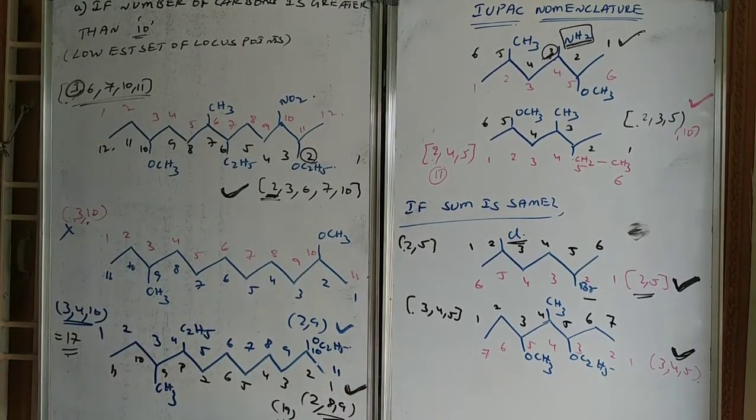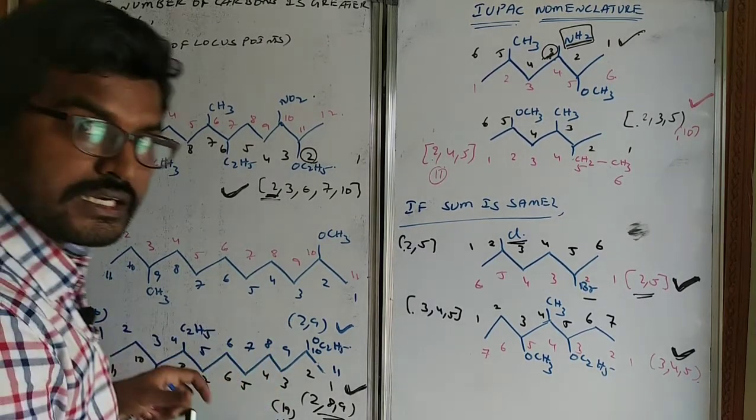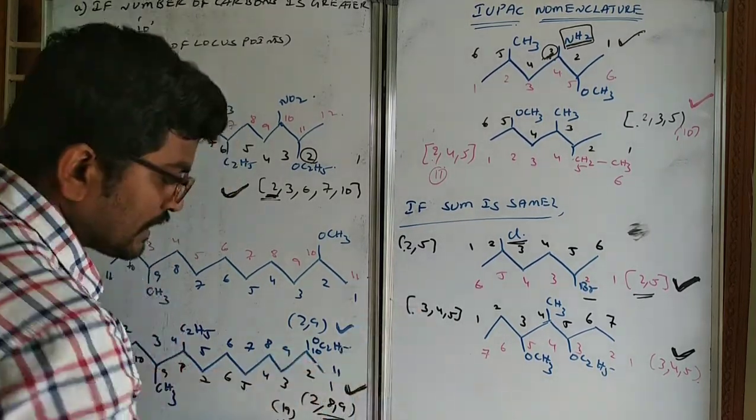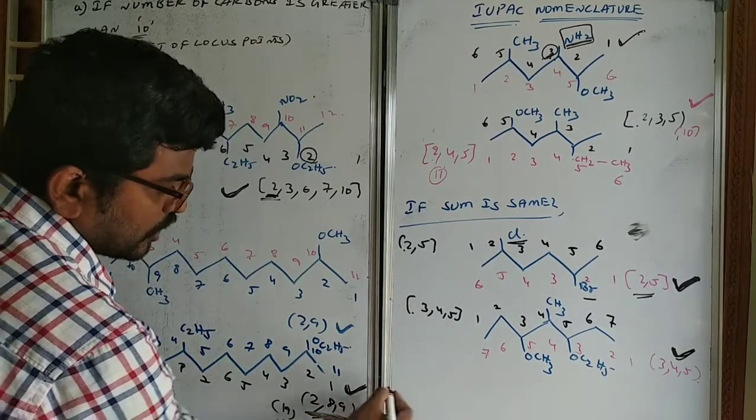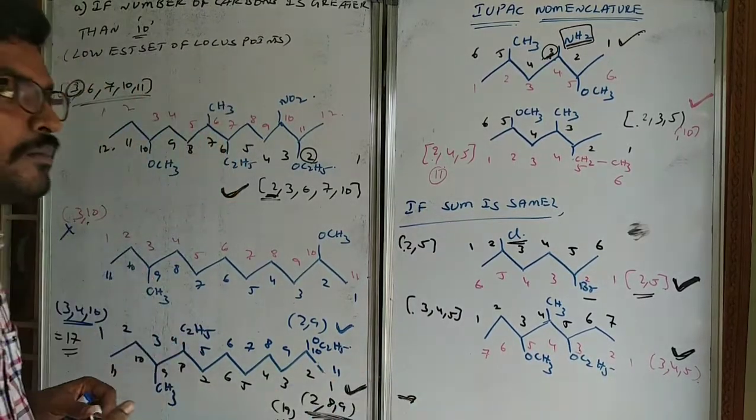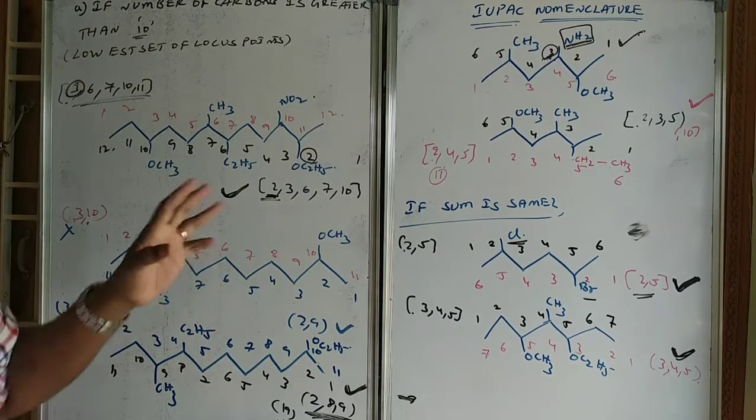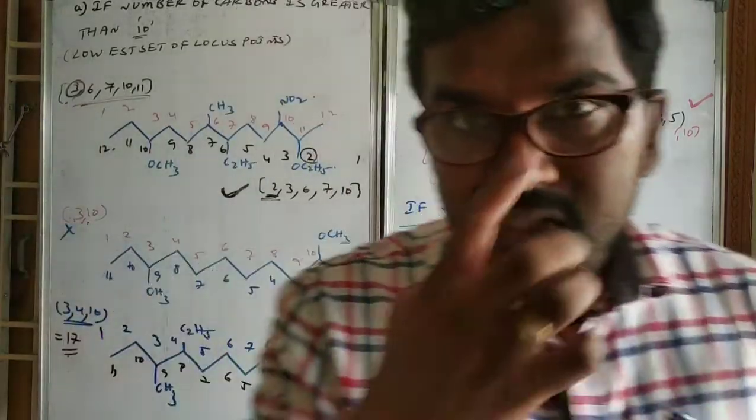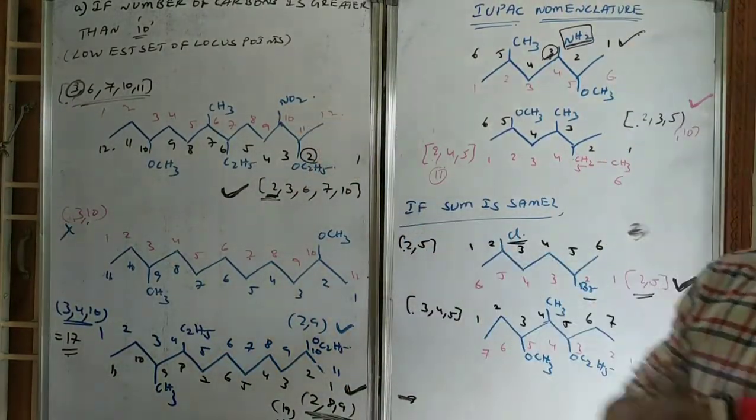So like this, whenever there is the lowest sum of locus points rule, it applies when there are fewer than 10 carbons. When it is more than 10 carbons, we will go for the lowest set of locus points. Like this we can give numbering. These are the major challenges when giving the numbering to the compound.